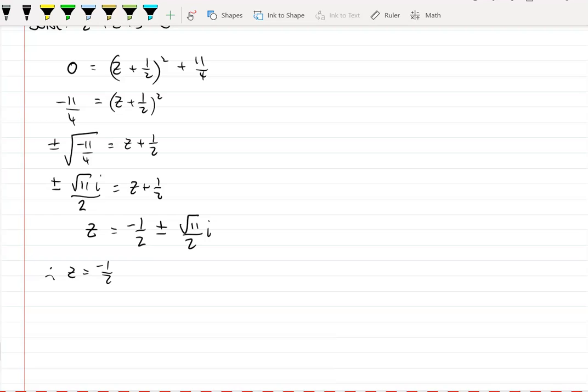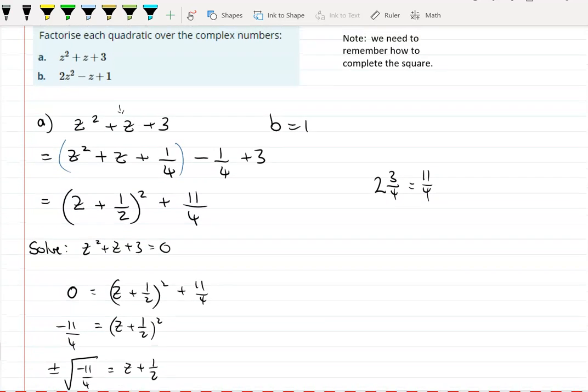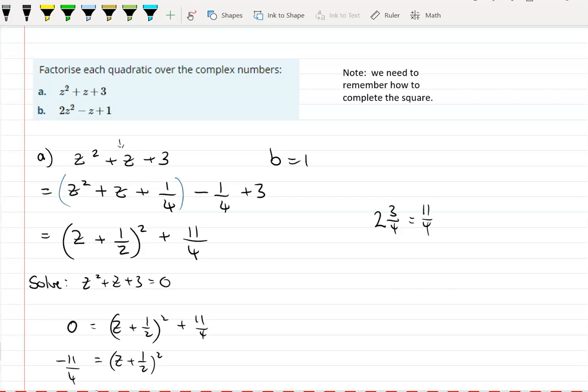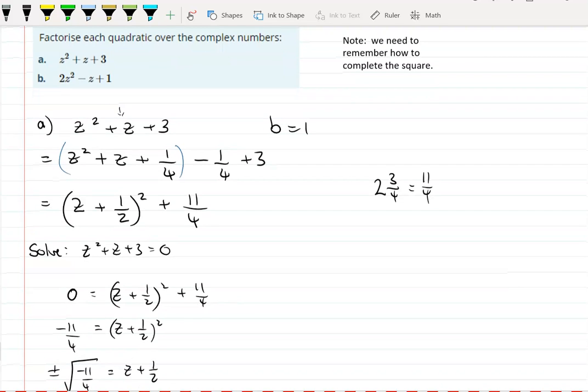so therefore z is equal to minus a half plus root 11 on 2i, or z equals minus a half minus, oh, forgot the i, 11 on 2i. So there are my two roots. And that's how you can solve it using complete the square.